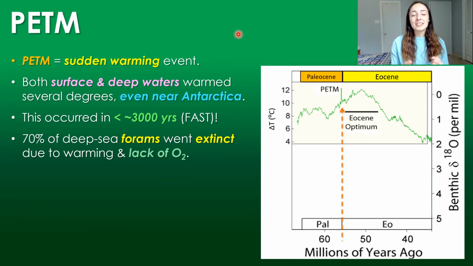So the PETM, this sudden warming event, caused both surface and deep waters to warm several degrees, even near Antarctica. This occurred in less than around 3,000 years, which for geologic timescales, that's really fast for climate change. And due to this abrupt change in climate and temperature of seawater, 70% of deep sea foraminifera went extinct during this time. And this was not only due to the warming of the waters they lived in, but also lack of oxygen. Note that I said deep sea forams, and that's because there was a lack of oxygen in the deep sea due to this warming event.